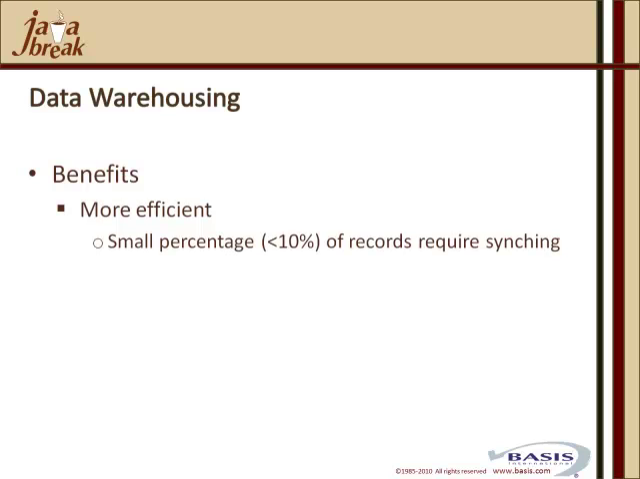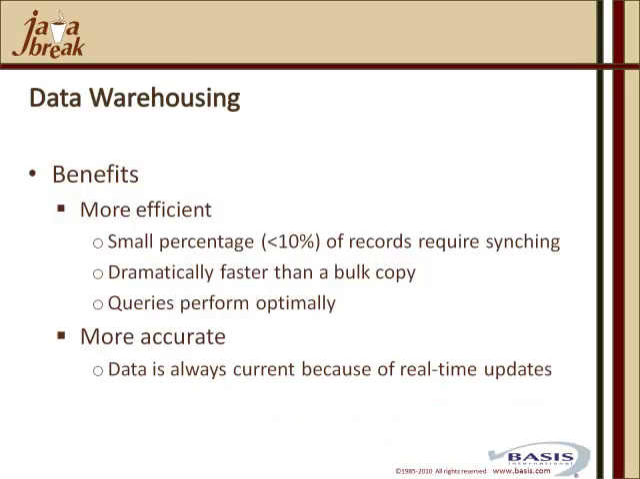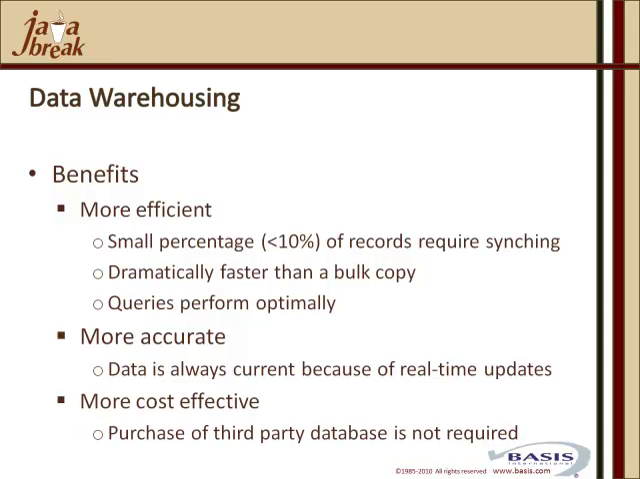So your benefits are more efficient. Obviously, a very small percentage of records are going to be required to be changed in the database, whereas your bulk copy copies 100% of the records, which you have no knowledge of which ones might have changed. It's dramatically faster, of course, than a bulk copy. So your data is available immediately. Your queries will perform optimally with the appropriate indexes on the data files, on the relational tables. Data is always current because we have the real-time updates, so more accurate, more cost-effective. There's no need to purchase the third-party database to enable your data warehousing.